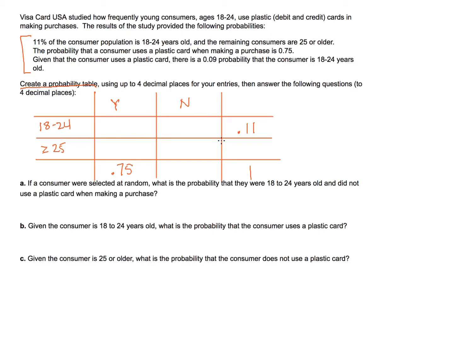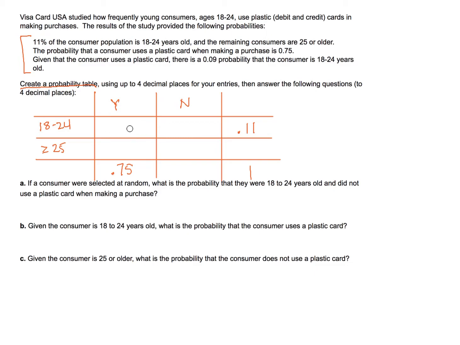But we're going to need to know what these numbers are in here. And so this third clue: given that the consumer uses a plastic card, there's a 0.09 probability that the consumer is 29 years old. So there's a really common assumption that, okay, I'm going to go to my 18 to 24 years old and go to my Y column, yes, they use a card, and I'm going to put in 0.09 here. If you do that, you wouldn't be the only one that's done that, but that's not right, folks. That is not what you want to do there. So I'm going to erase that.